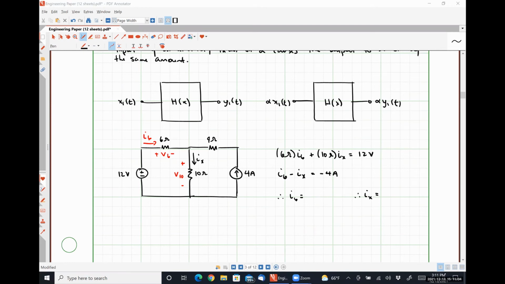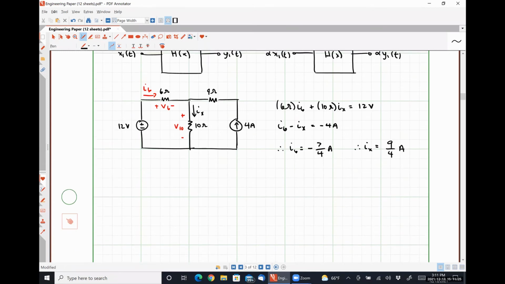And so what I get is -7/4 of an amp for I6 and positive 9/4 of an amp for IX, which is exactly twice what we observed earlier.